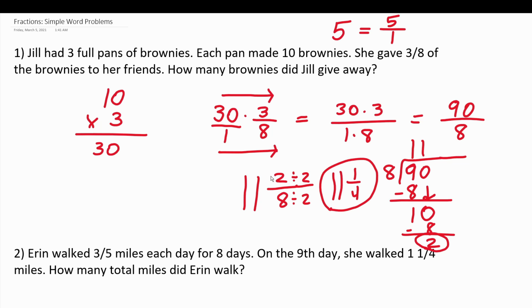So that's that one. Again, this is pretty involved. You had to rewrite a whole number as a fraction, multiply those fractions, and then perform long division to convert an improper fraction to a mixed number. Again, an improper fraction is a fraction in which the numerator is bigger than the denominator. 90, of course, is bigger than 8. So that's that one. Let's go ahead and move on to the next one.